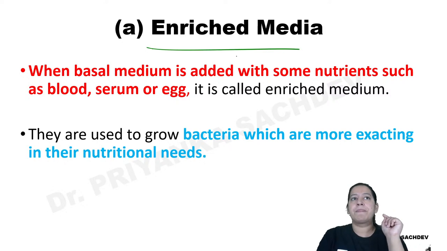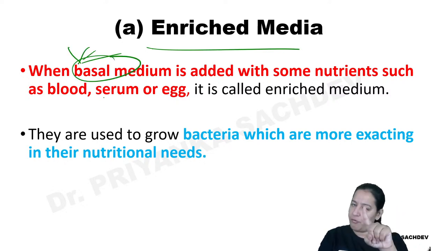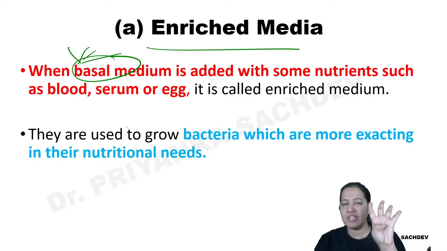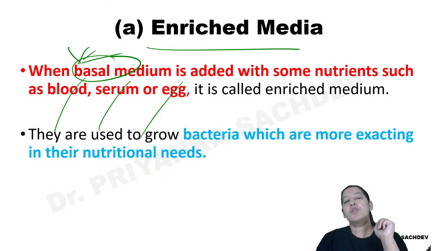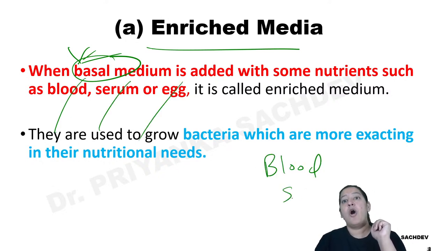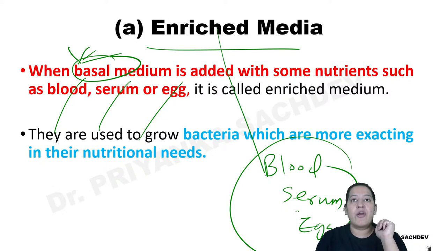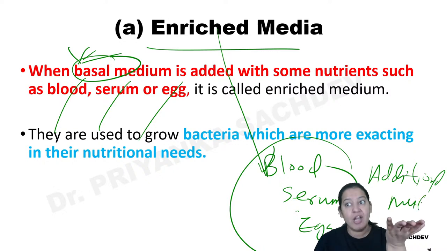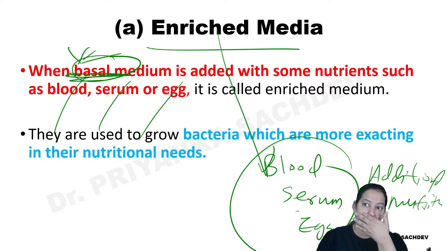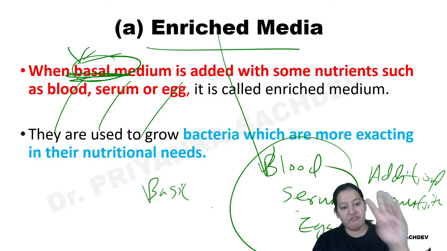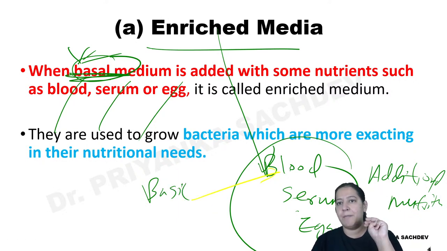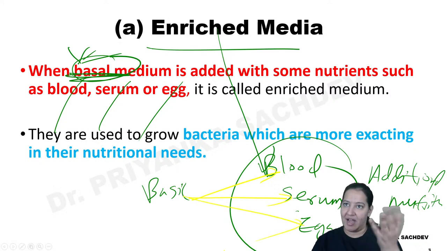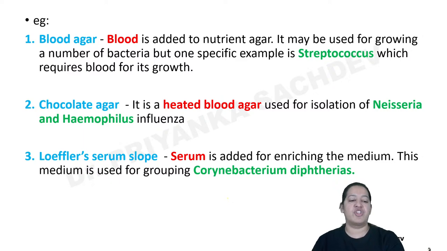Enriched mein a media which is basal, the six things in the basal, that is water, electrolyte, peptone, meat, agar, the six things are there along with three additional things: blood, serum and egg. So any media which contains either blood or serum, or blood mein se serum nikala hai, or egg, that media is known as enriched. Enriched is additional nutrition. I am providing additional nutrition to the bacteria apart from basic, in three forms. What are the three forms? I am providing blood, serum or egg to the bacteria. Have you got it? So that is for more nutritional needs. So that is the definition.